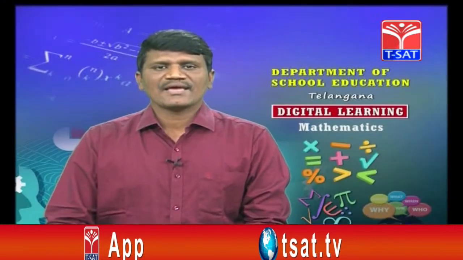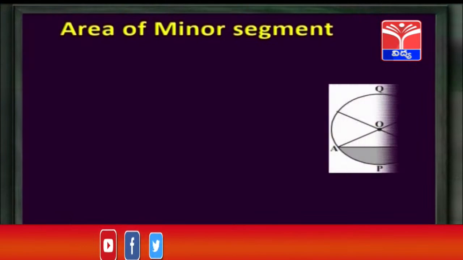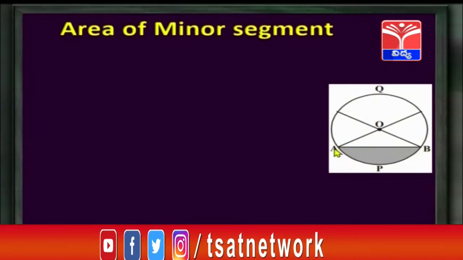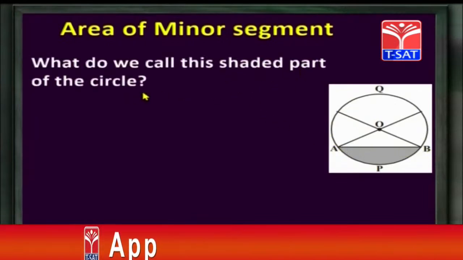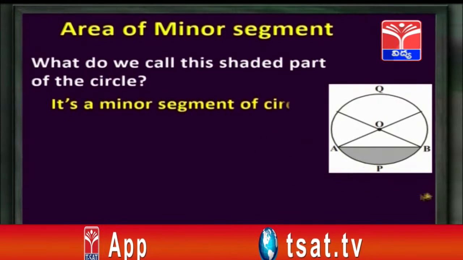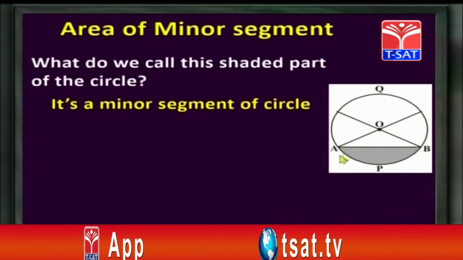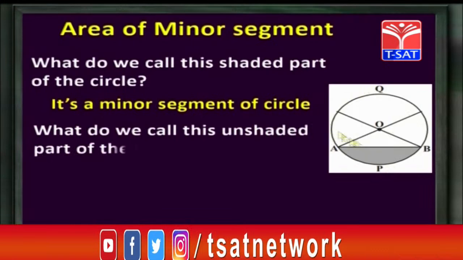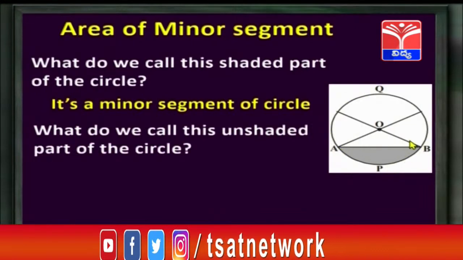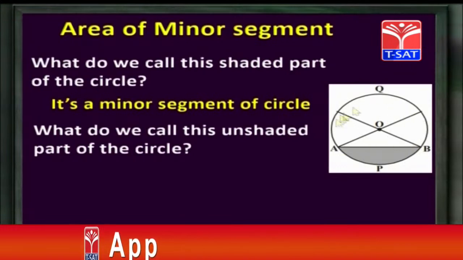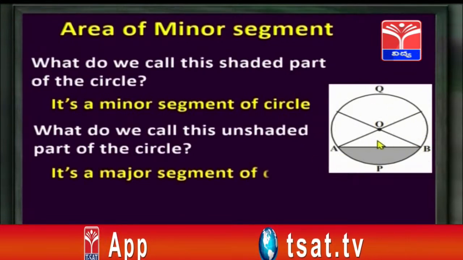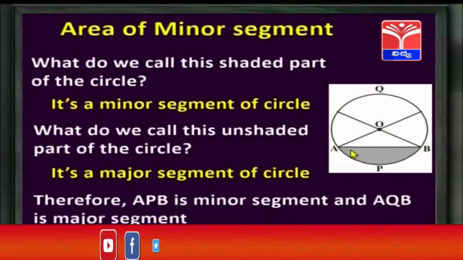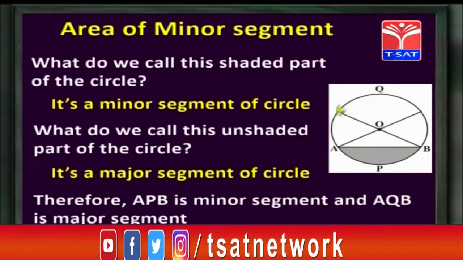Now let us see the area of a minor segment. How to find the minor segment area? Observe the figure, students. Here this is a circle and AB is a chord. What do we call this shaded part of the circle? We call it the minor segment of a circle. Same way, what do we call this unshaded part? The shaded part we call the minor segment, and the unshaded part we call the major segment of the circle. Therefore APB is a minor segment and AQB is a major segment.